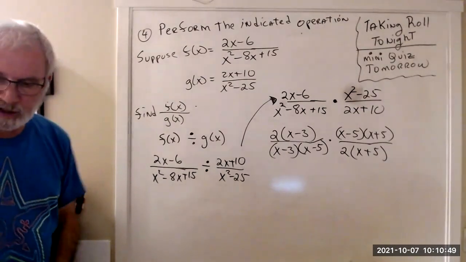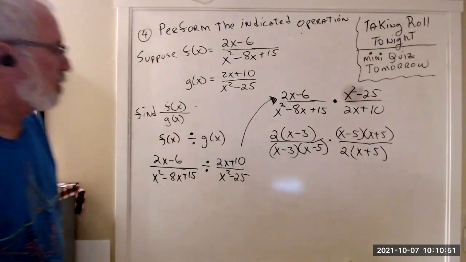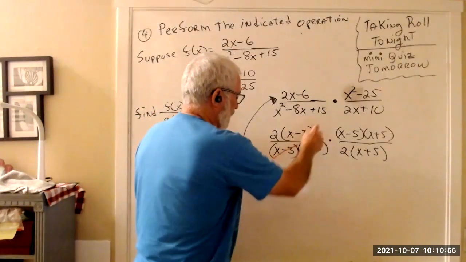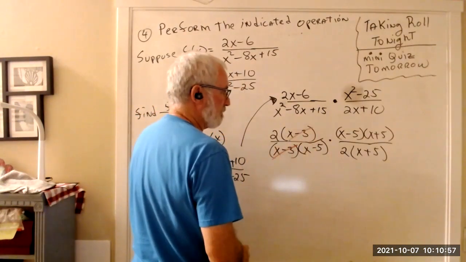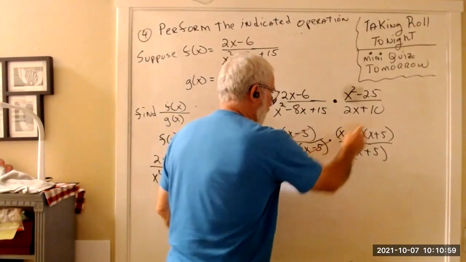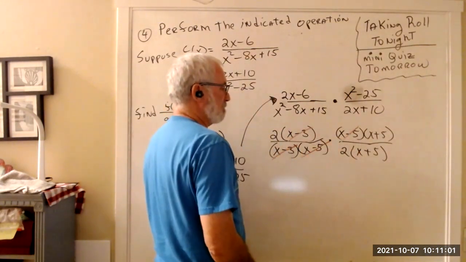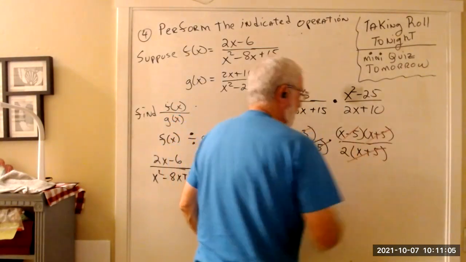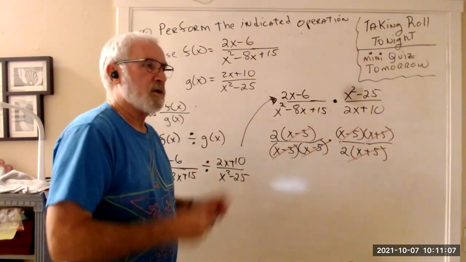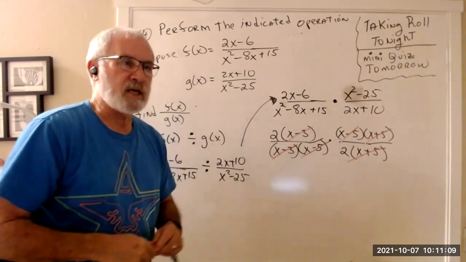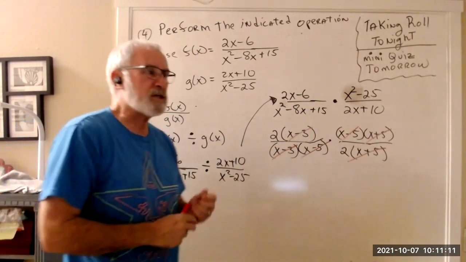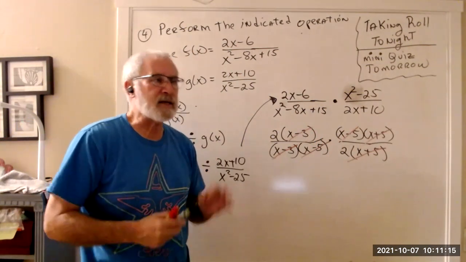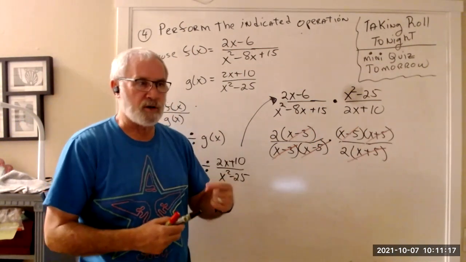Okay, then here comes. Who cancels out? Well, the x minus 3's cancel. This x minus 5 cancels. Okay, these x plus 5's cancel. Now, we need to be careful. When we say they cancel, they technically cancel to a 1.